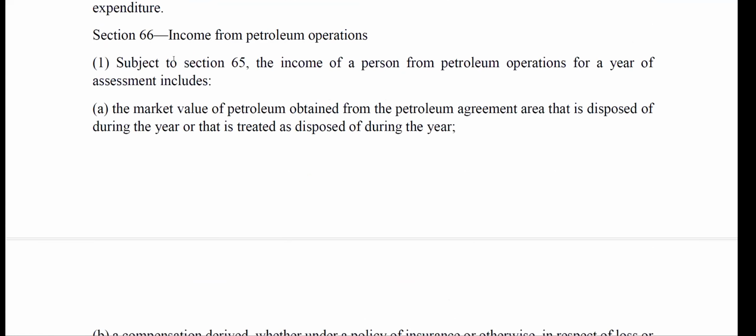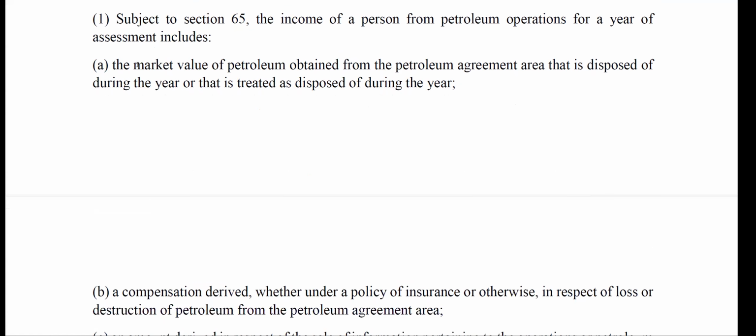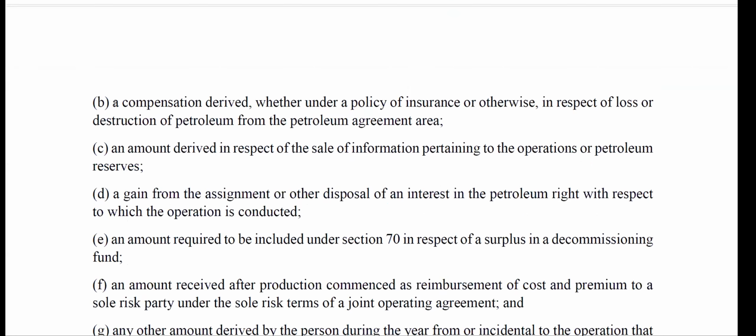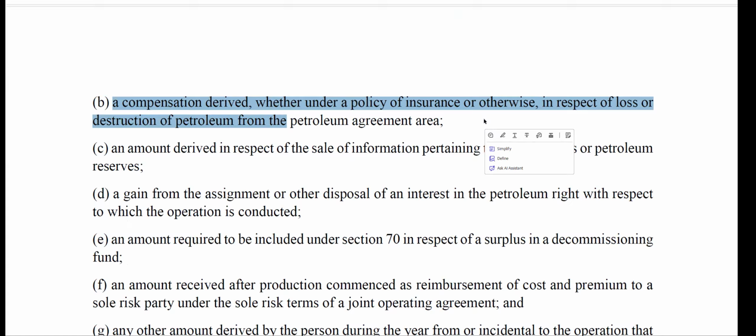Section 60. Income from petroleum operations, right there. Subject to 65, the income of a person for petroleum includes the market value of petroleum obtained from a petroleum agreement area that is disposed of during the year. So when you sell the oil that was allotted to you. Compensation received, whether under a policy of insurance or otherwise, in respect of loss or destruction of petroleum from a petroleum agreement. So if your field got burnt, and an insurance company compensates you for the petroleum that you have lost, it's still an income to you. Makes sense?